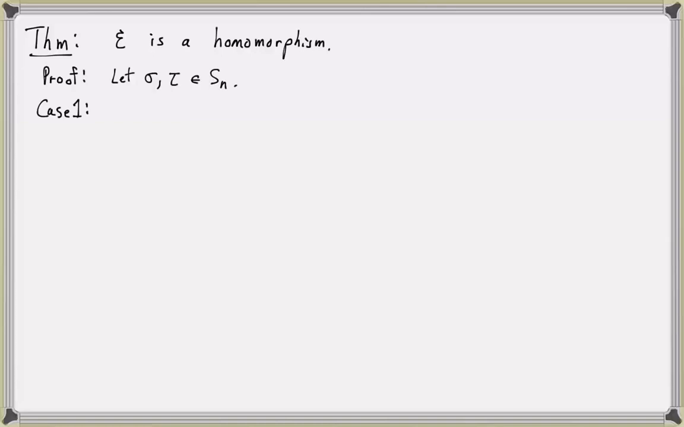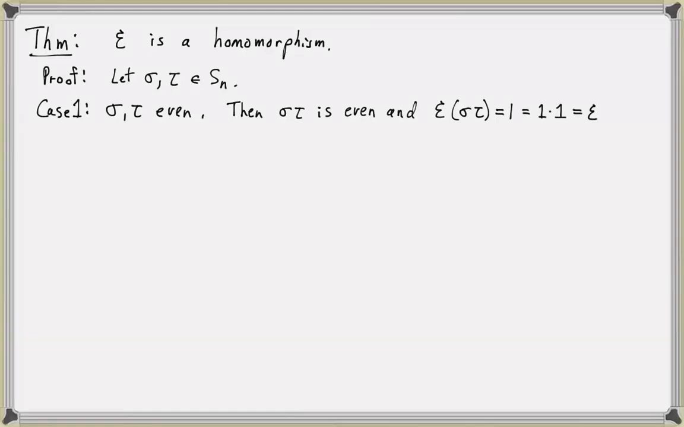Case 1, if sigma and tau are both even, then I can write sigma as an even number of transpositions, and I can write tau as an even number of transpositions, and therefore the product sigma tau will be a product of an even number of transpositions. So sigma tau is even, and we see that epsilon of sigma tau will therefore equal 1, but that's the same as 1 times 1, which is equal to epsilon of sigma times epsilon of tau.